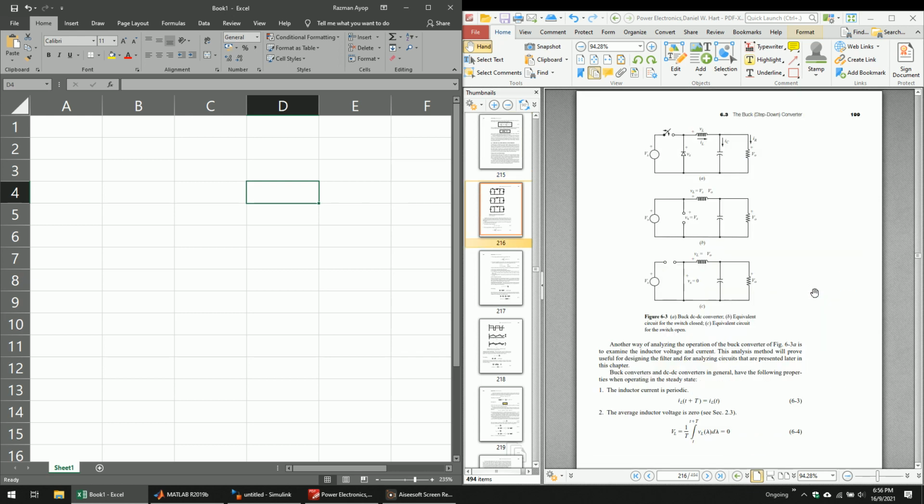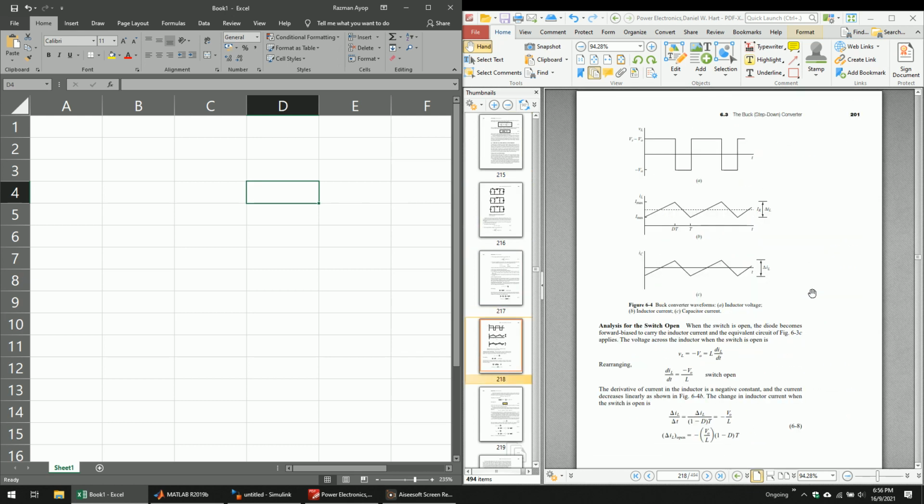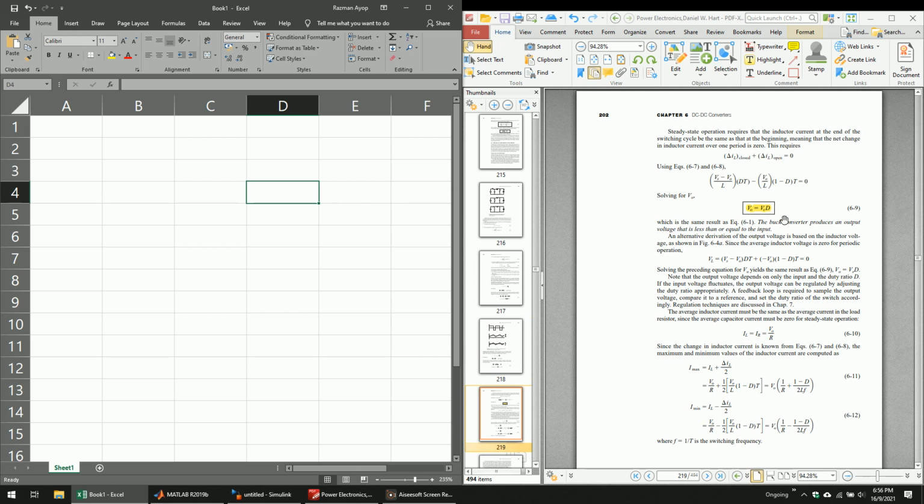The first one is the output voltage. If you look here, you can see V out is equal to V input, or V source, multiplied by the duty cycle. That is the first equation that is important to design the buck converter.